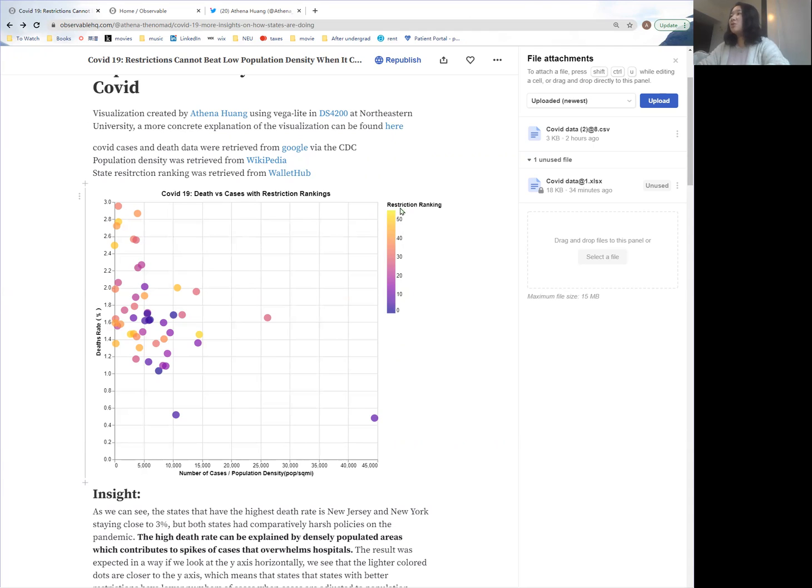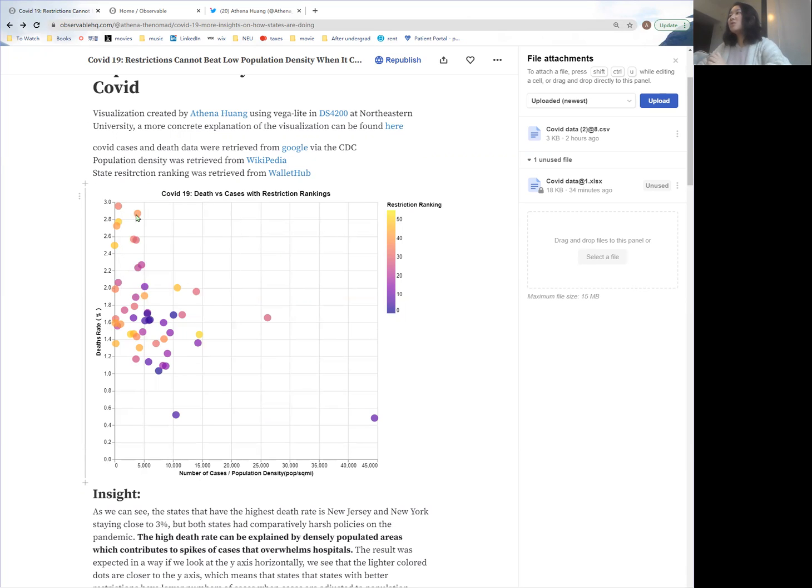So basically the restriction ranking is how tightly the states are restricting activities by people. If you have a 1, which Oklahoma does, you have pretty much no restriction. And if you have like a 51, which is California, you have very strict policies based on COVID.